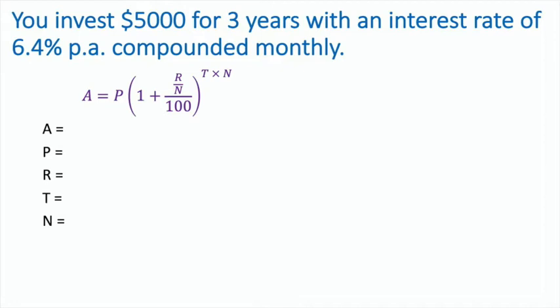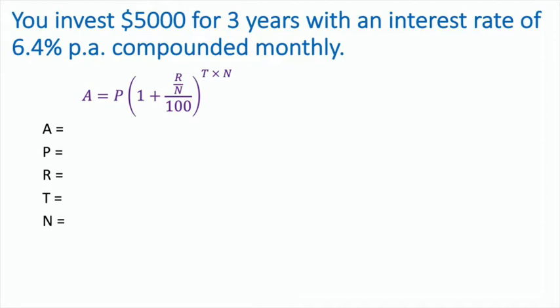And the last thing to be careful of, see the T times N, that's a times in between, T times N. Make sure that they're written up the top of the bracket, not just next to the bracket. So it's like a squared type thing. It needs to be written up the top. Okay, now let's try and work out what those letters stand for.